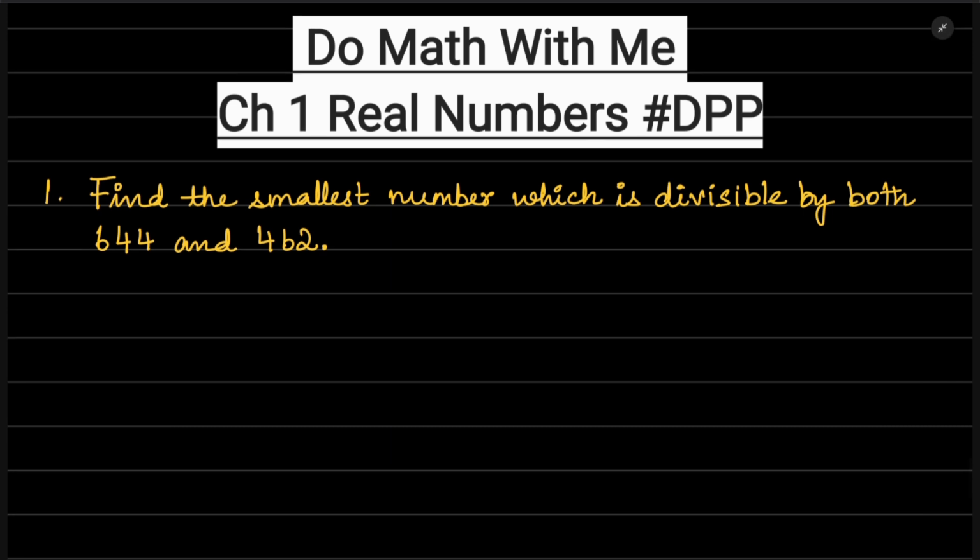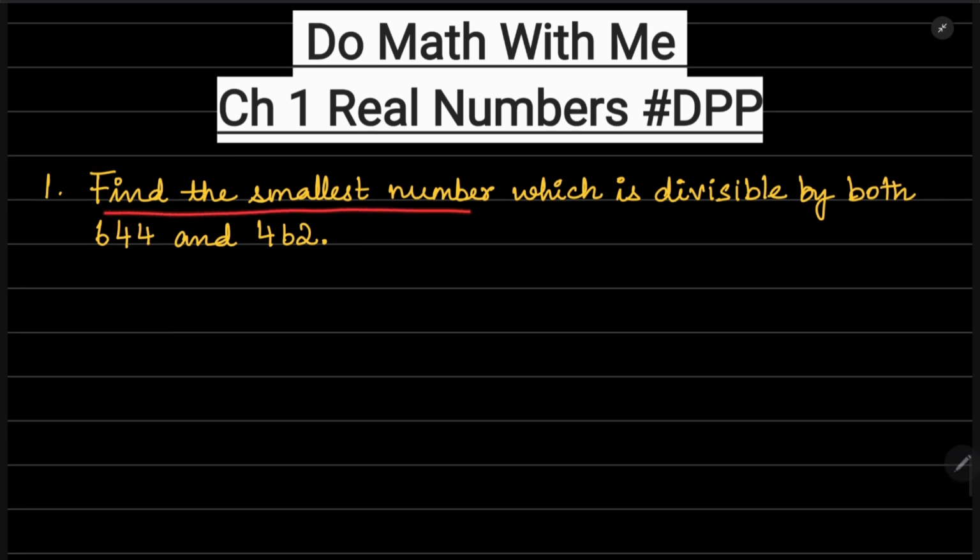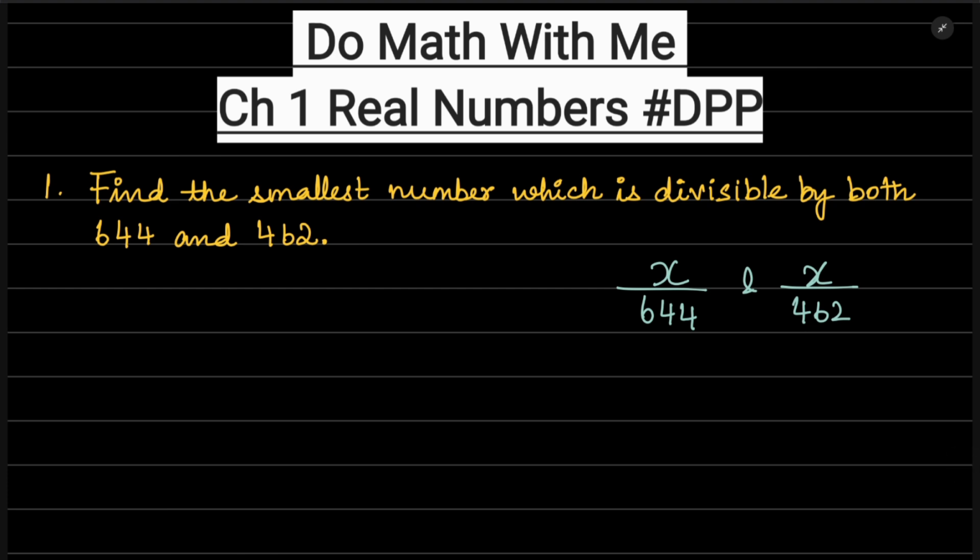So let's get started. The question is, find the smallest number which is divisible by both 644 and 462. So what does it mean? You have to find a number, that is x, which is divisible by 644 and the same number when divided by 462 does not leave a remainder. It divides perfectly. So is that number going to be a smaller number or a bigger number? Definitely it's going to be a bigger number, right? And if it is a bigger number, it is going to be LCM.